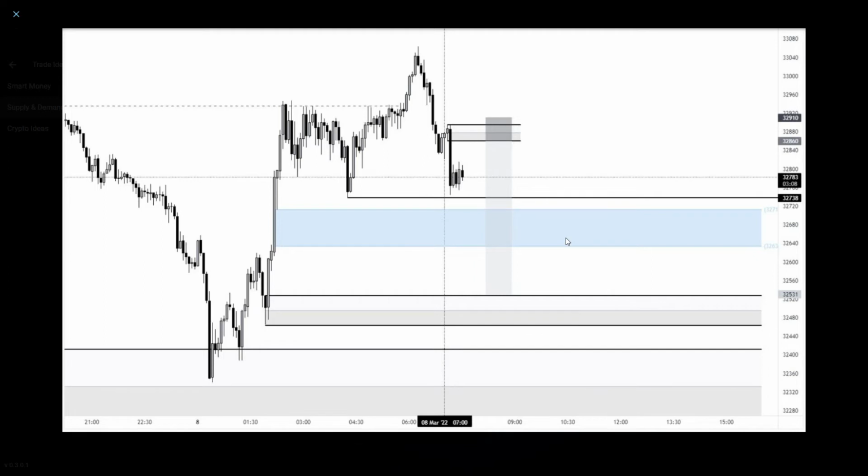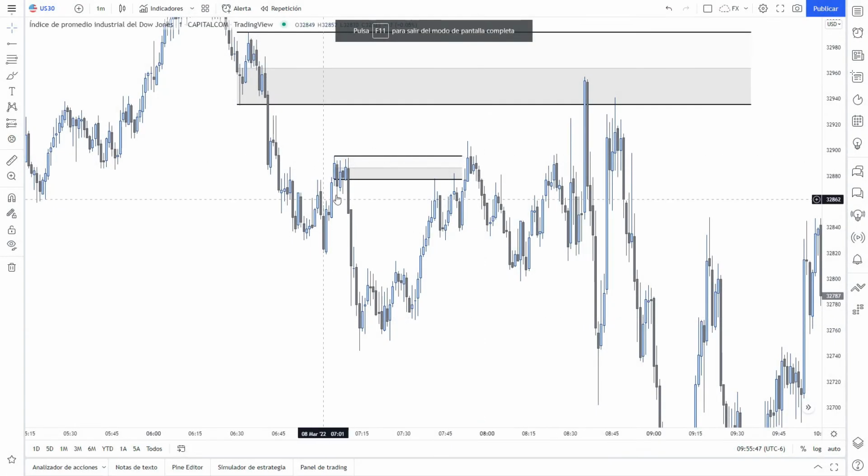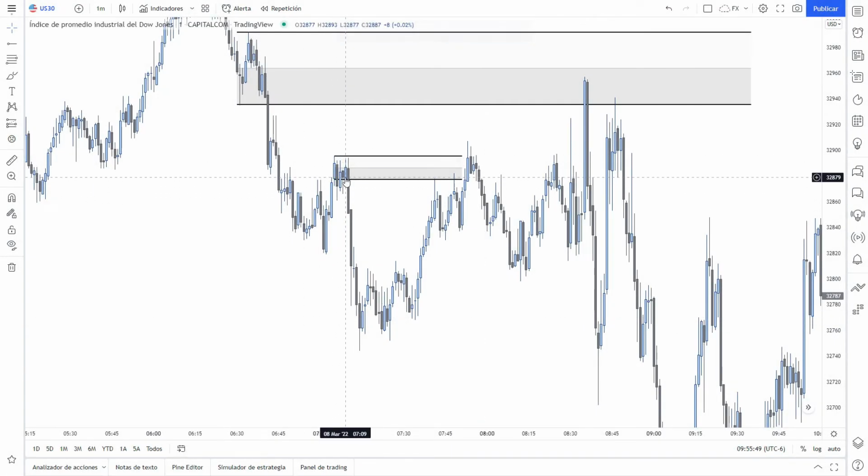We saw the movement I was expecting, and let me show you how it played. But this trade ended up in break even. So this is what happened with the US30 entry. So this was our entry. This was our entry level.